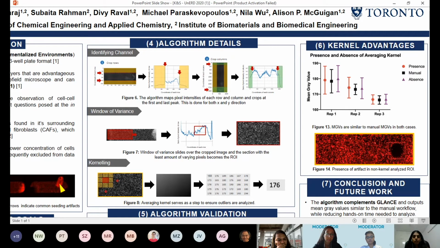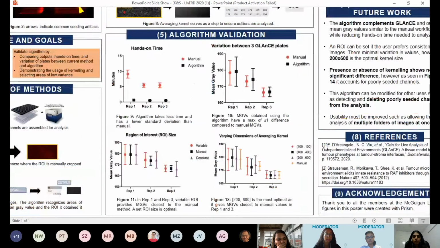Section 5 shows that our algorithm has been validated to ensure that it can be used to analyze GLANCE images. Figure 9 is a graph of hands-on time in 3 fully seeded 96 well GLANCE plates, and we can see that the algorithm consistently takes less time than the manual method, hence it's more time efficient.